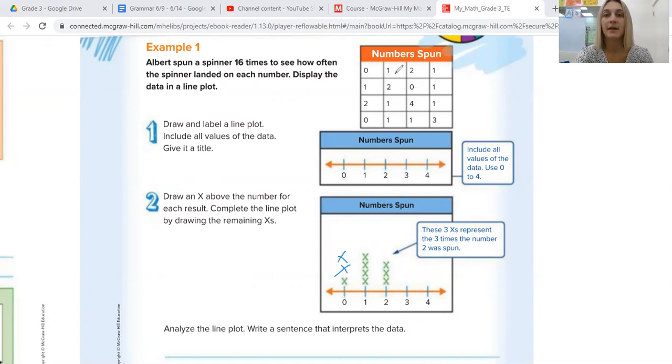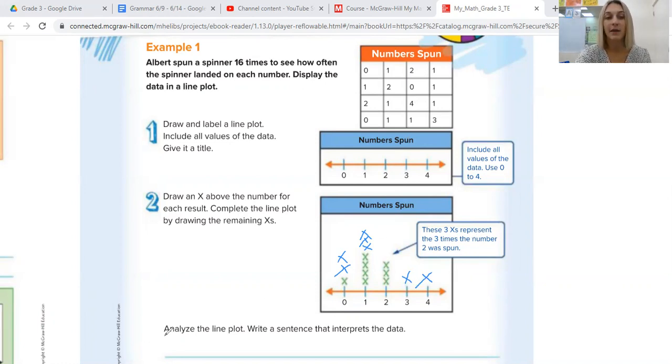Okay, let's count my ones now. 1, 2, 3, 4, 5, 6, 7. How many 2s? 1, 2, 3. That's all we have. Do we have any 3s? 1, 3. And 1, 4. Okay, so this is my line plot.